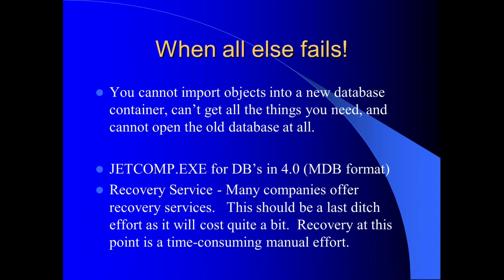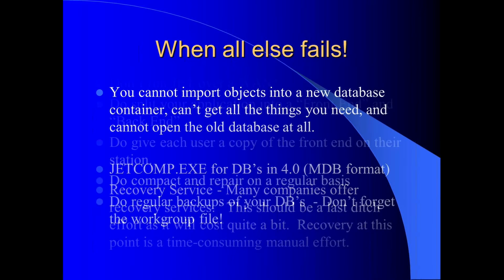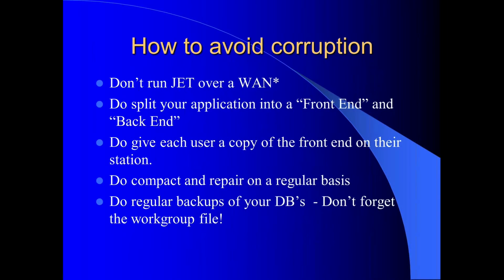So if you think all that sounds like a big headache, you're right, and it's best to avoid it if at all possible. So what are some of the do's and don'ts for avoiding corruption? First thing, biggest mistake that everybody makes, they run JET over a wide area network. JET was fundamentally designed with LANs in mind, local area networks. Now I got an asterisk up there because technology has progressed to the point where some WANs are approaching what used to be LAN speeds.